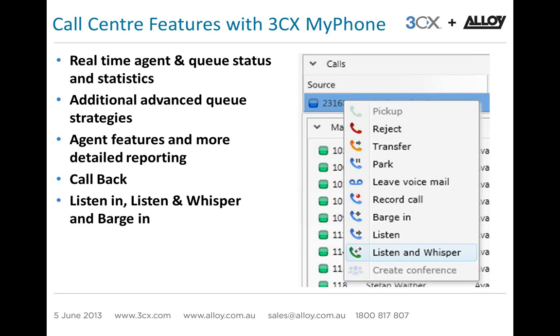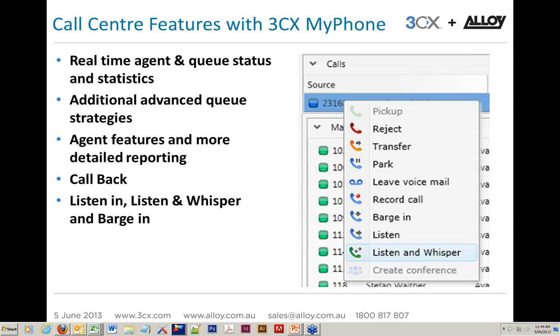Hello all. Okay, we'll just get started with some of the fun things that 3CX has, especially in the call center features with 3CX MyPhone. I get a lot of questions regarding this. This is basically all web-based, so you can grab it from the web server or install it locally. It's pretty much like a shortcut, but once you install it on a local machine, it starts giving you more features. Things like real-time agent and queue status and statistics, additional advanced queue strategies, agent features and more detailed reporting.